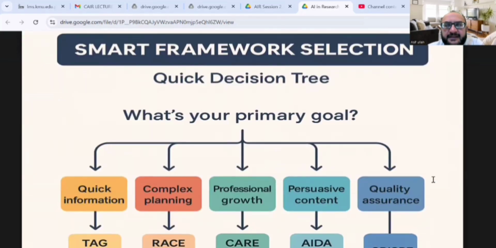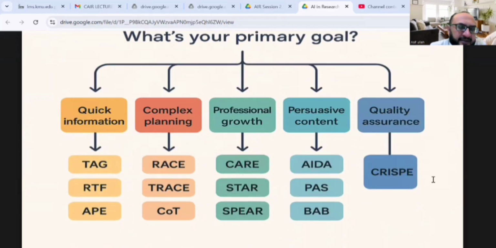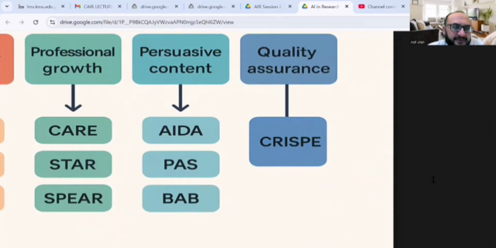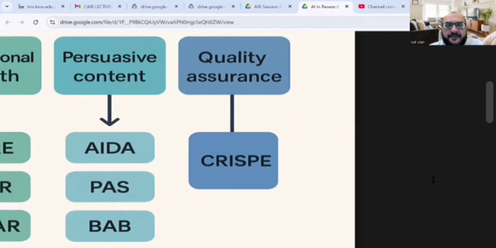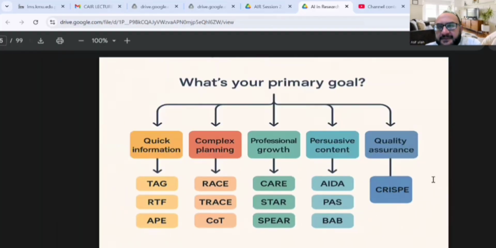So smart framework selection requires a quick decision. When your primary goal is quick information, you go for TAG, RTF, and APE. When you want complex planning, you go for ACE, TRACE, and CORD. When you want professional growth, you go for CARE, STAR, and SPEAR. When you want persuasive content, you go for AIDA, BAB, PAS, and others. For quality assurance, you go for CRISPE. This is the summary of the prompts to use, depending on your primary goal.